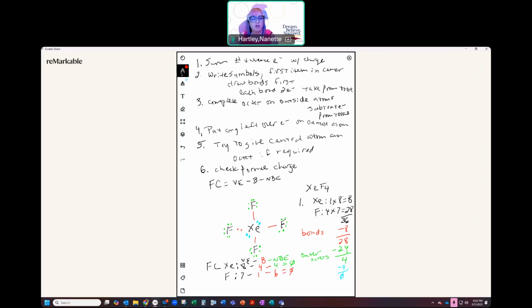So since I have no charge on that one too, that means everybody has a zero charge. Since there's a zero charge everywhere, I don't have to change anything. And this is the formal structure that I want. Okay? No formal charge anywhere. This is the structure that I'm looking for.